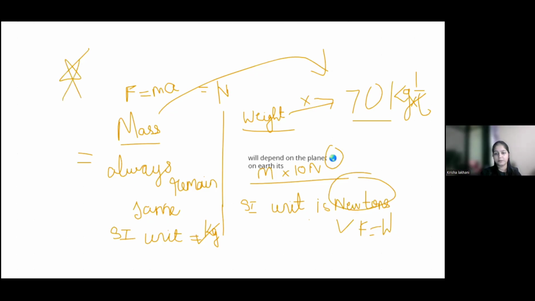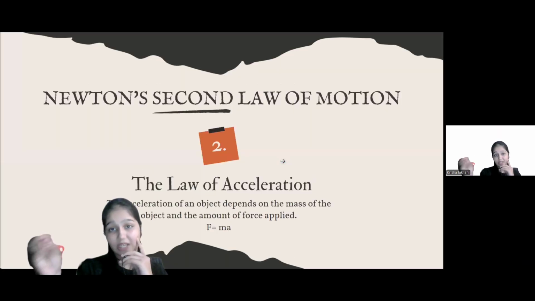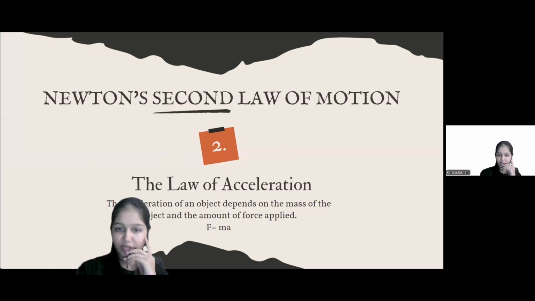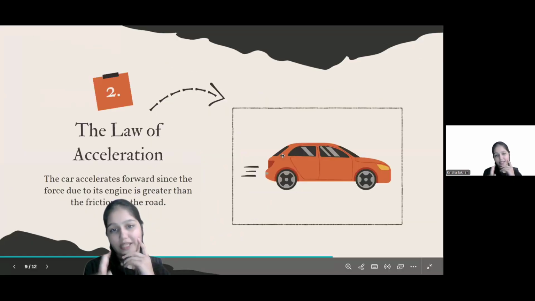Okay. So now I guess you might have understood what we mean by Newton's second law of motion, that is the law of acceleration. Acceleration of an object depends on the mass of the object and the amount of force applied, that is force is equal to ma, mass into acceleration. This is very, very important, so make sure you understand this.